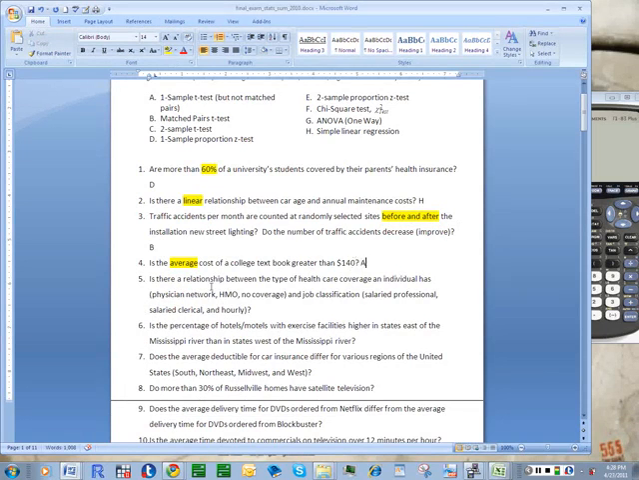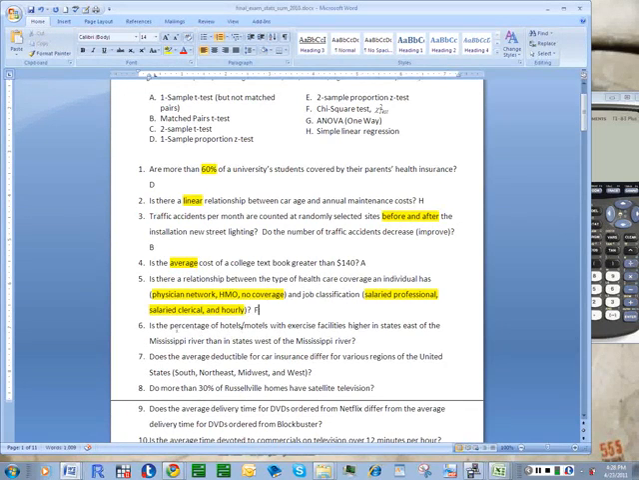Is there a relationship between the type of healthcare coverage, which is qualitative? We're just going to put those into one of 3 categories, and job classification, which is another qualitative variable. That too has 3 categories. So that is a chi-square, F, relationship between 2 qualitative variables, at least one of which is multinomial.